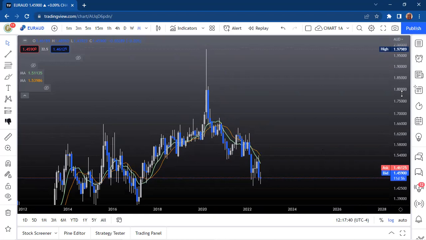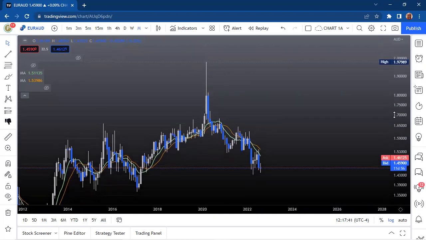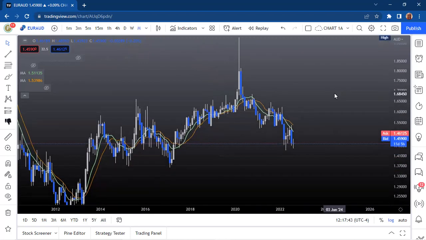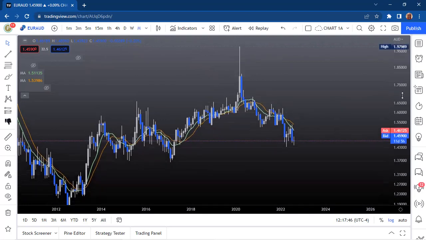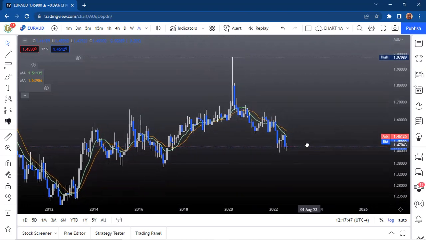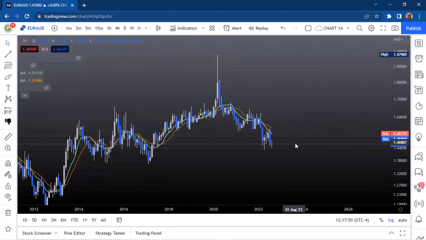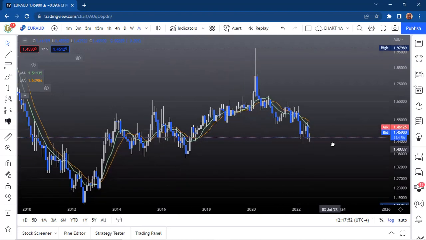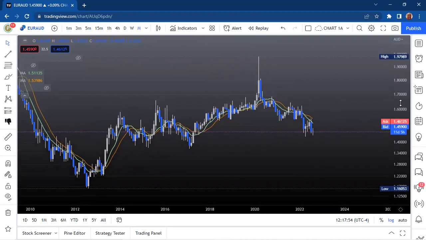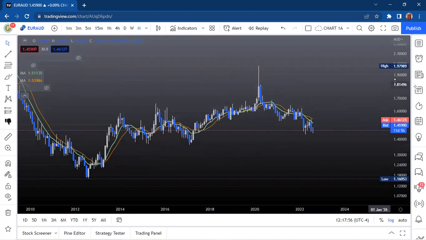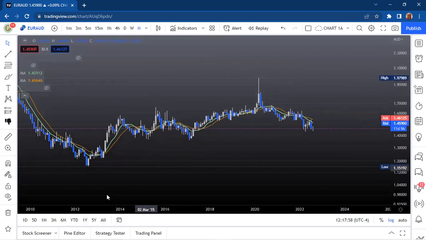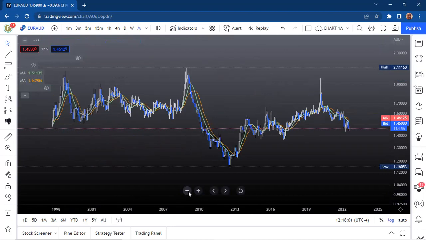All right, so this is a monthly. What I like to do is take a look to see what direction the market's going in. Every candle, you guys already know, is a month in duration. There's a lot of activity going on in these candles. But if we zoom out, let's see what's going on here.